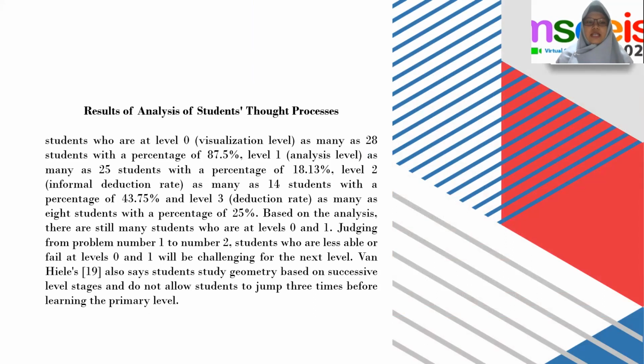Based on the analysis, there are still many students who are at level 0 and 1. Checking from problem number 1 to number 2, students who are less able or fail at level 0 and 1 will be called to the next level. Van Hiele also says students study geometry based on successive levels and do not allow students to jump three times before learning the primary level.